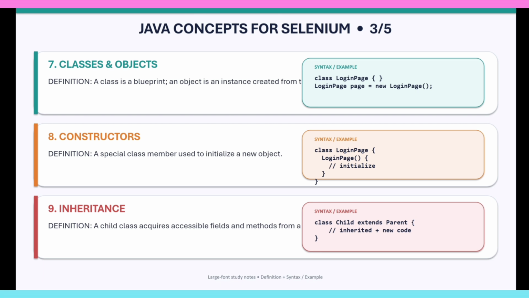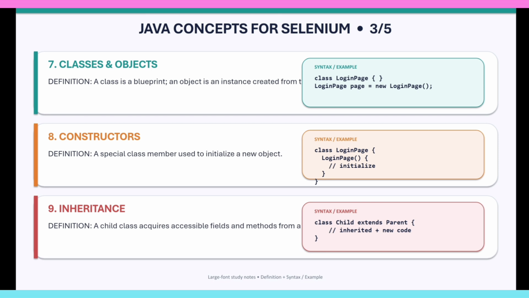First, classes and objects. A class is like a blueprint, and an object is an instance of that class. In page object model, we commonly create classes for different web pages and then create objects to use their methods. Next are constructors. A constructor is used when an object is created and is commonly used to initialize the object. In a Selenium page object model, constructors are often used to initialize the WebDriver.